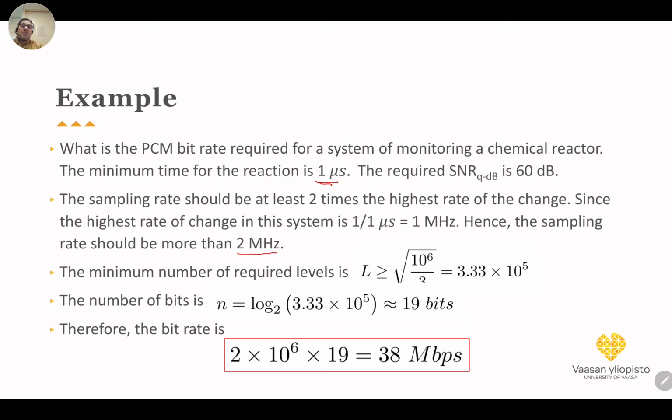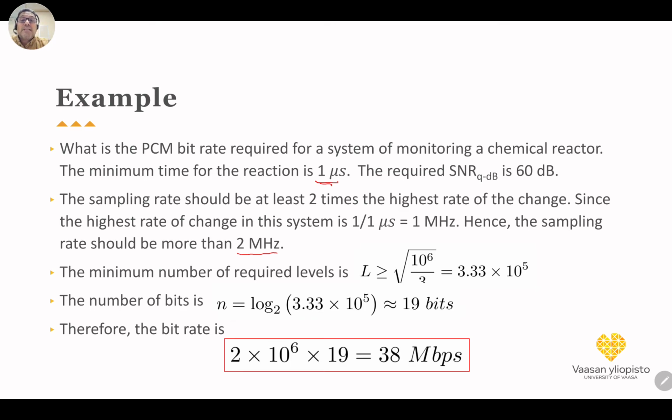Then it gives us 38 megabit per second. Please remember here that when we calculate the SNR, we assumed a uniform distribution of quantization. So it is linear quantization. In many situations, we use nonlinear quantization, which can give higher performance.